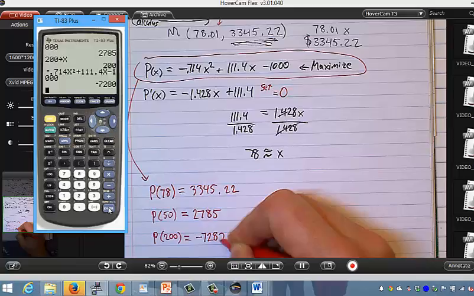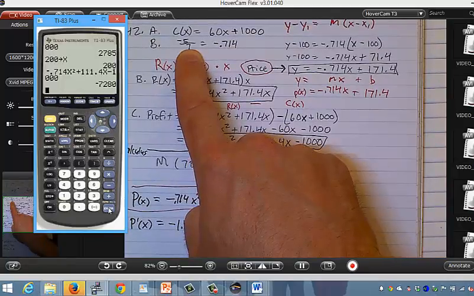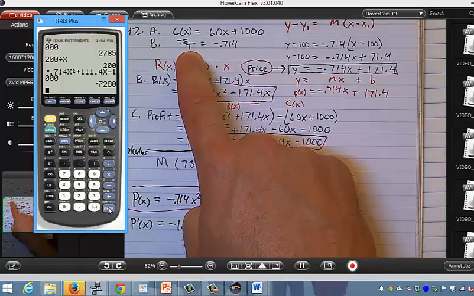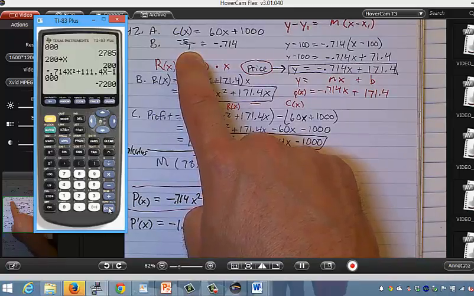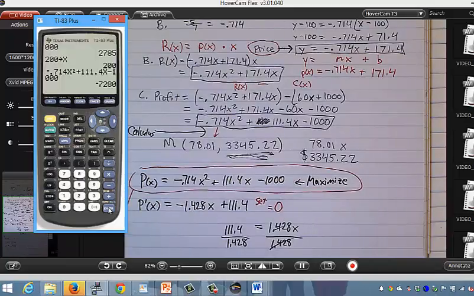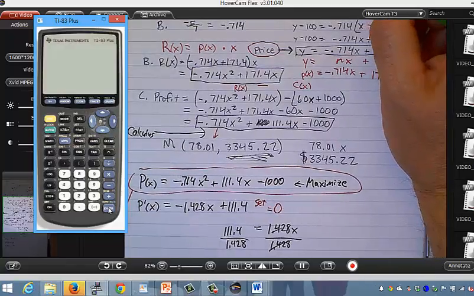Let's look at the price function again. Well, remember, negative 5/7 is the slope, right? So every $5 that the price goes down gives me another 7. Now 7 times 14 would be 98. How do I say this, guys? I'm trying to say it. Seven times 14 is 98. What's 14 times 5? 70.